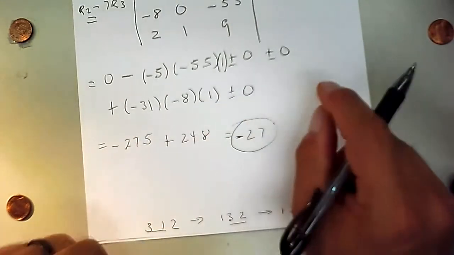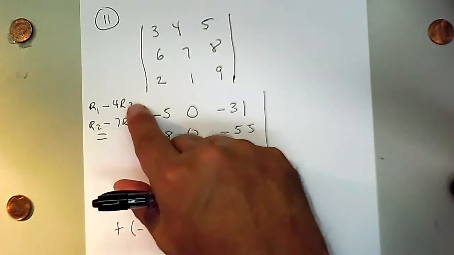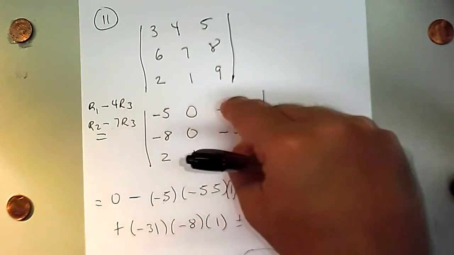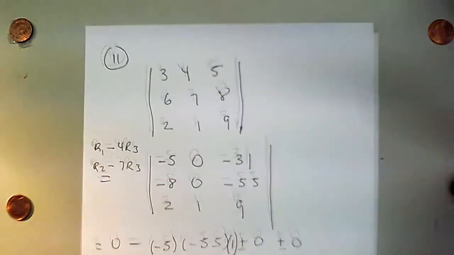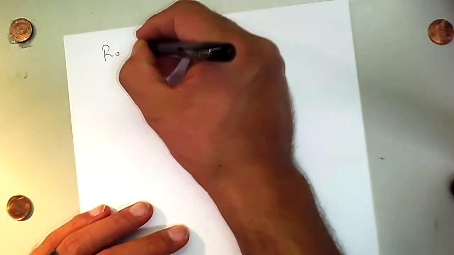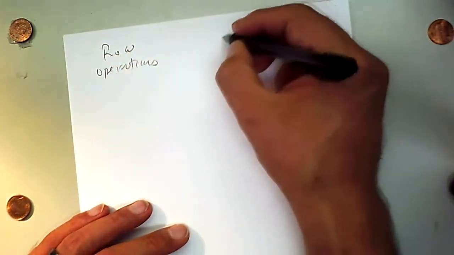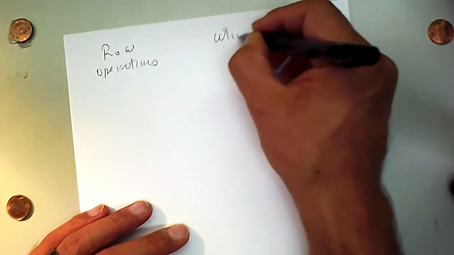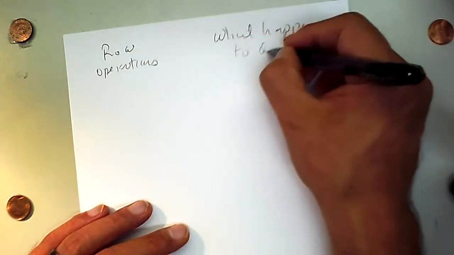But that was no coincidence. Every time we're doing a row operation of this kind, we will not change the determinant. So maybe we should make a table of row operations and what happens to the determinant.